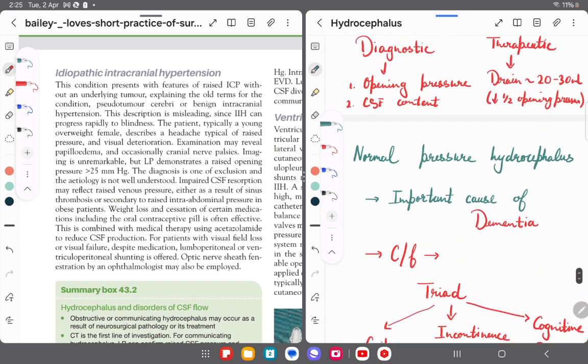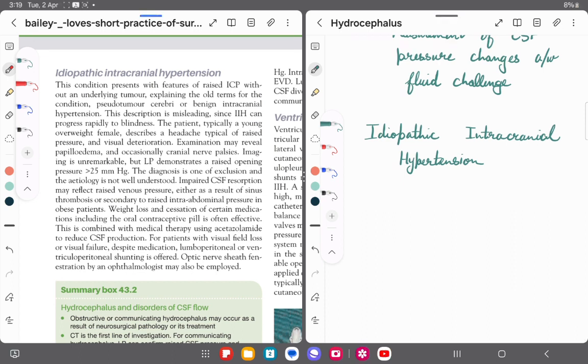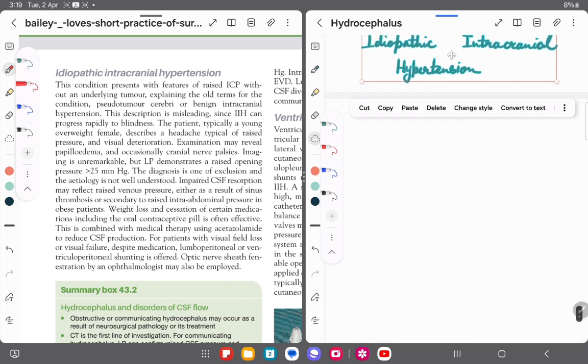Next up is idiopathic intracranial hypertension.